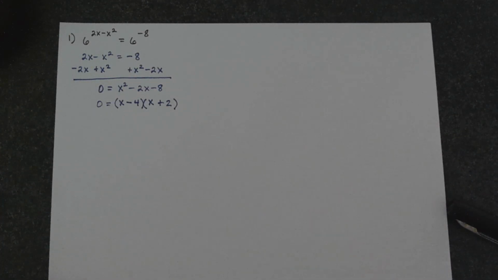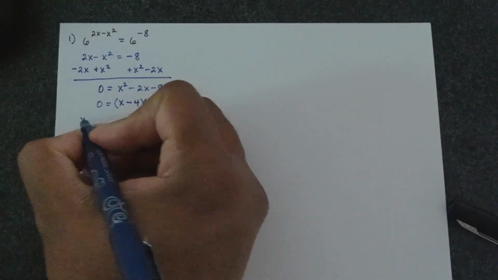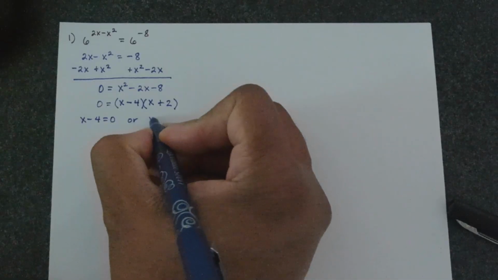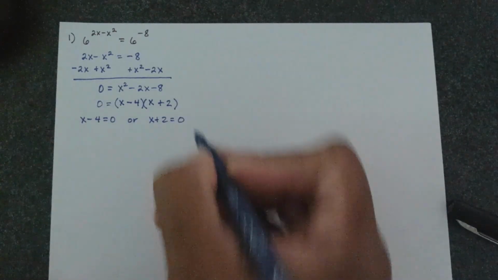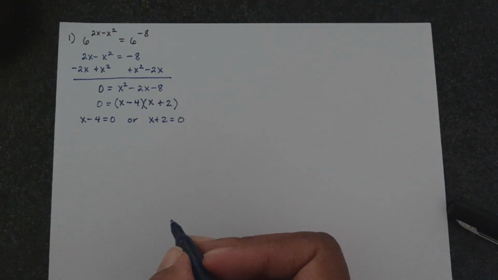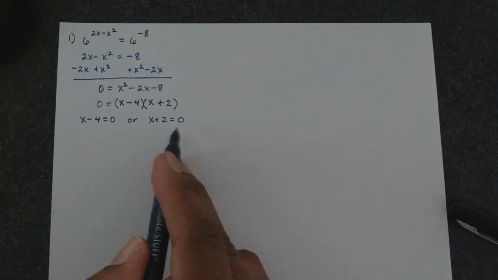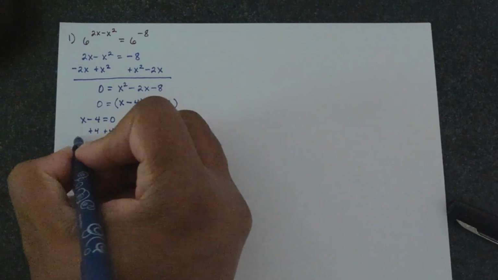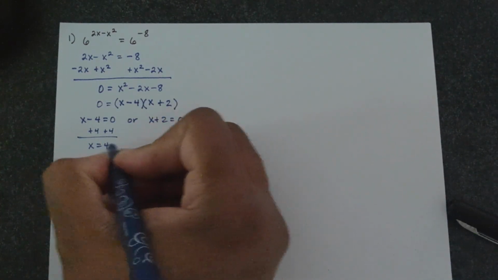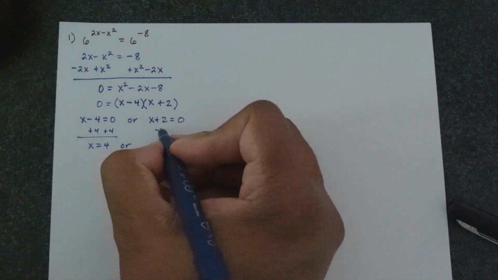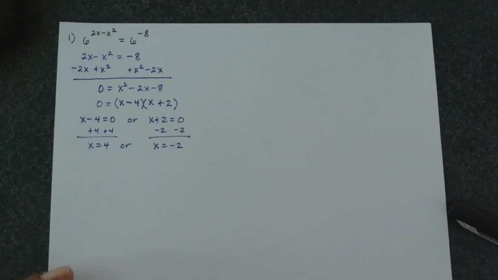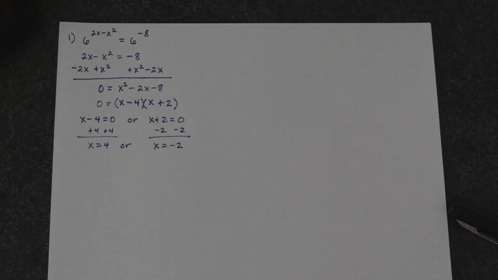And then we can set each binomial factor equal to 0. So I have x minus 4 is equal to 0, or x plus 2 equal to 0. And then for each equation, I'll solve for x. So for that x minus 4 is equal to 0, that will mean x has to be equal to 4. Or for the x plus 2 is equal to 0, it'll be negative 2. So my two solutions will be x equals 4 or x is equal to negative 2.